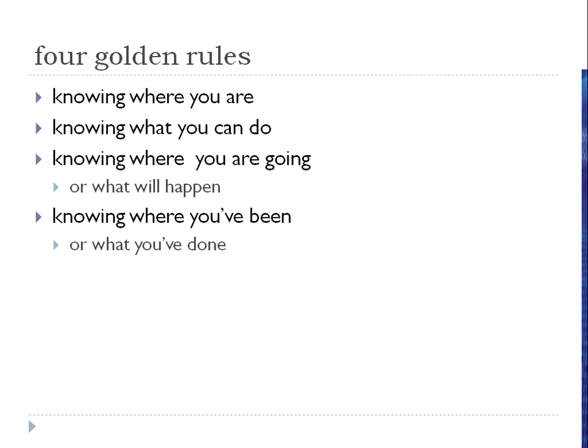So the last is the four golden rules: knowing who you are, knowing what you can do, knowing where you are going, and knowing where you have been. This is the golden rule for making the interaction. We must consider where you are, what you can do, where you are going, and where you have been. That is what you must consider today.